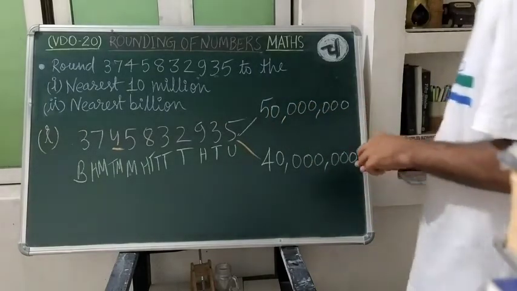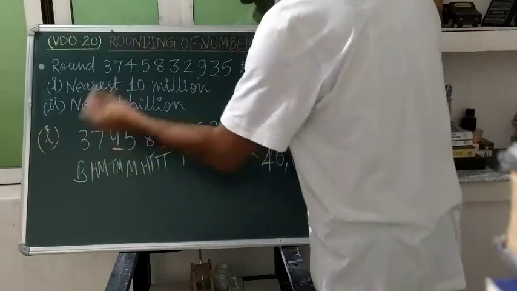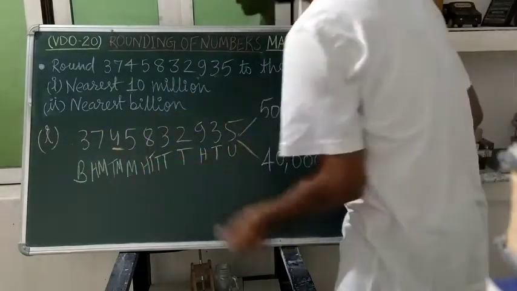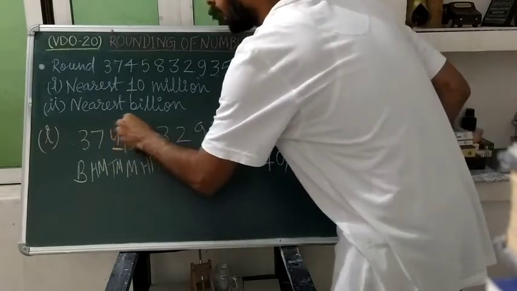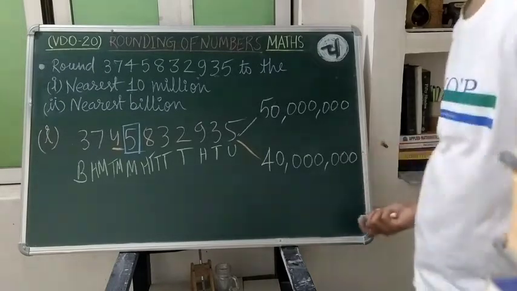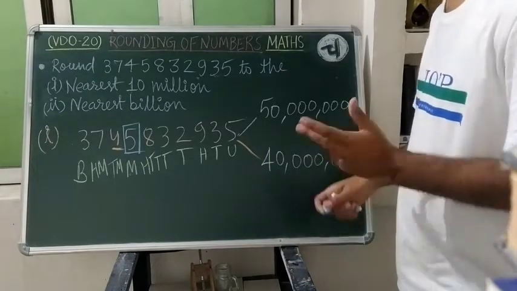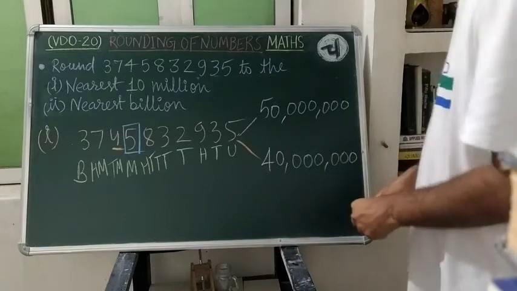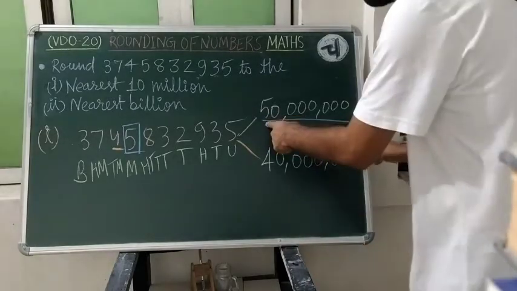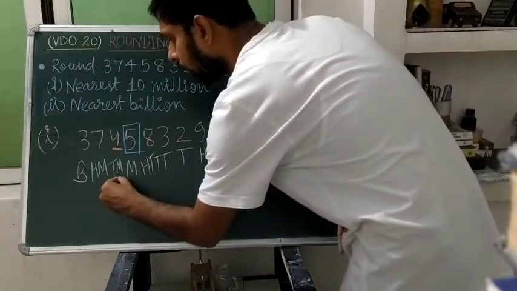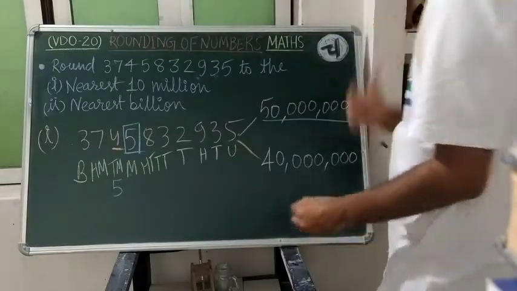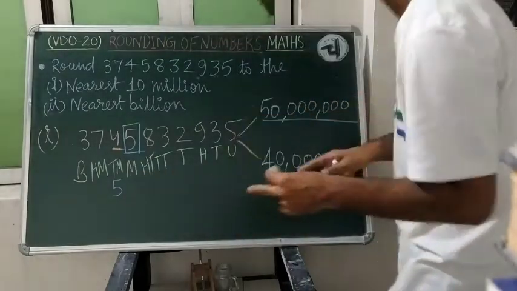The next task is to select the number present on the right side of the place given to us. The place given to us is 10 million. So the number to the right of that is 5. And for 5, please remember that we will round up. So for 5 we will round up. So this I will round up, and this number I will write from the place given to us. Okay, you will keep this point in your mind.